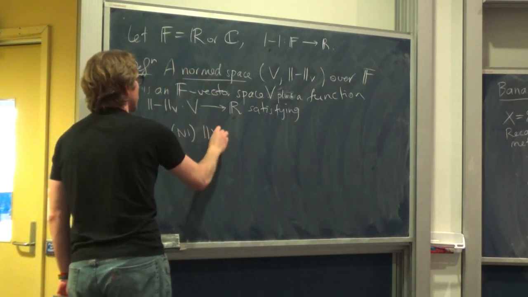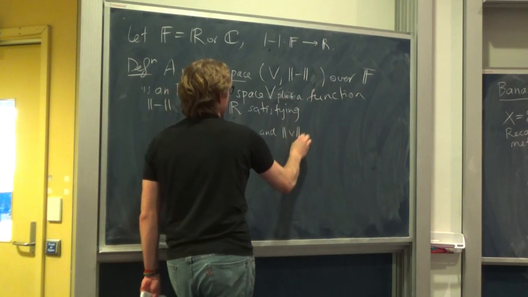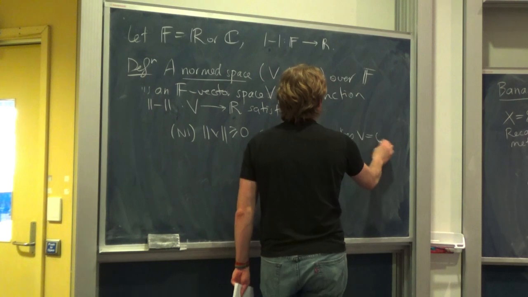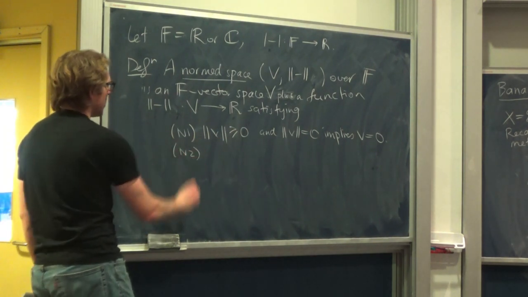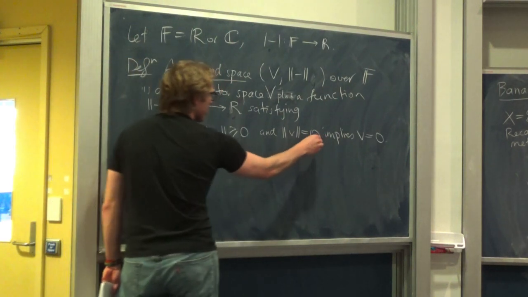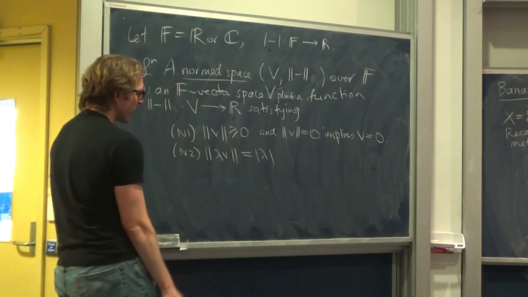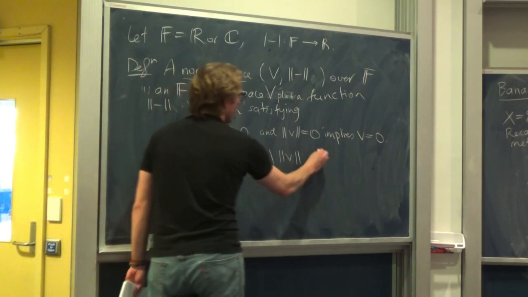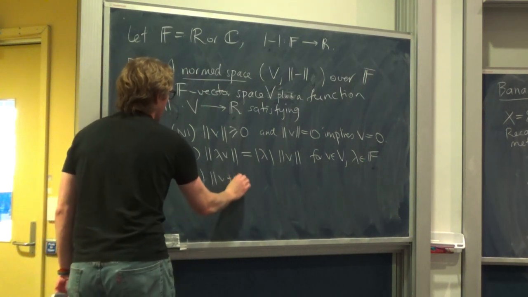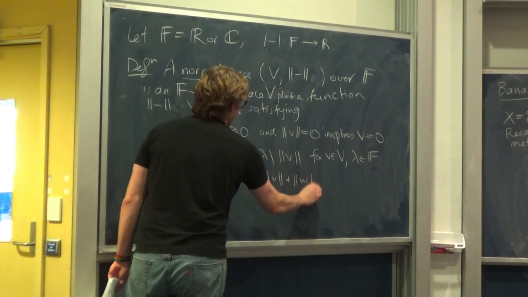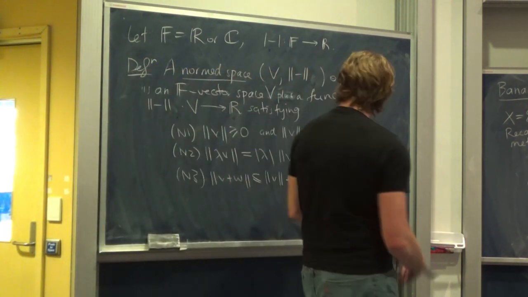All right. So the norm is always non-negative. This is the non-degeneracy condition we've seen a few times already in various contexts, right? So the norm is non-negative and zero if and only if the vector is zero. If I take the norm of a scalar multiple of a vector, I get the absolute value or modulus of the scalar times the norm. Okay, and then there's a triangle inequality. So that's it. That's a normed space.